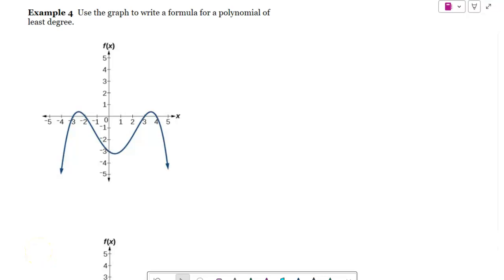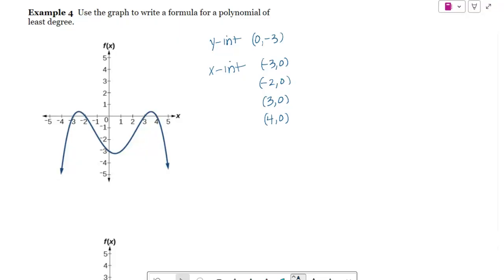Example 4. Use the graph to write a formula for a polynomial of least degree. Looking at this first graph, we can see a couple of things. We see that the y-intercept is at -3. And then we've got 4 x-intercepts. Our x-intercepts are -3, -2, +3, and +4.